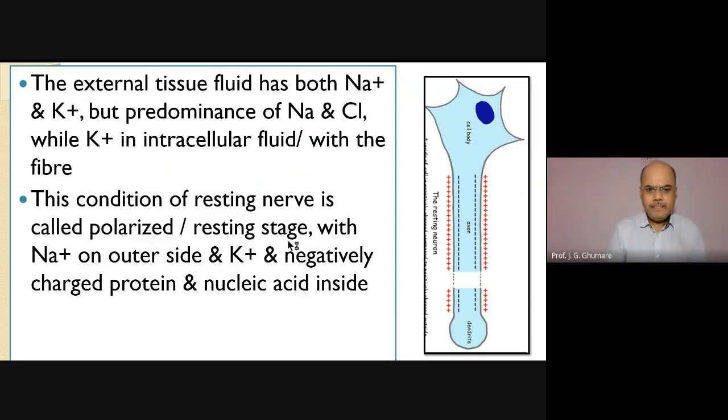I'll repeat, this is the condition of a neuron when there is no conduction of any impulse. Say, for example, this hand: now nothing is there, no hot plate, no pin pricks, so the neuron will be in a resting stage. What is the resting stage here? All the neurons will have positive ions outside and negative ions inside. No change is taking place. This situation is called polarized or resting stage.